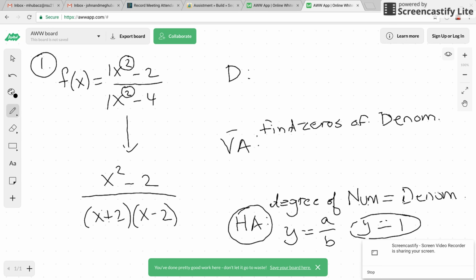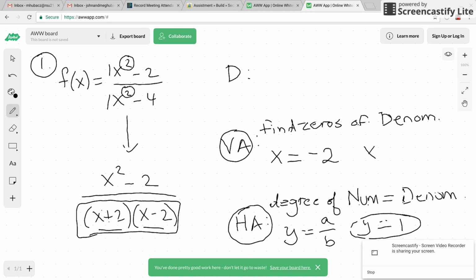Your vertical asymptote is really about what are the zeros of the denominator, because if you remember, we should never divide by 0. You'll notice here that I factored the denominator more fully by writing it as (x plus 2)(x minus 2). And so if you just think about what value of x would make each of those factors equal to 0, you would notice that negative 2 would be the 0 of the first factor, and then positive 2 would be the 0 of the second factor. So those are our vertical asymptotes.